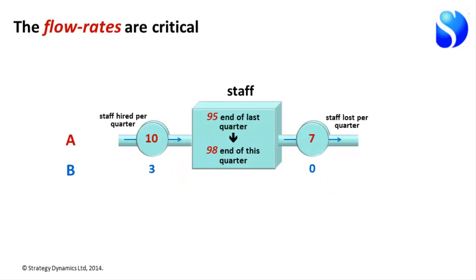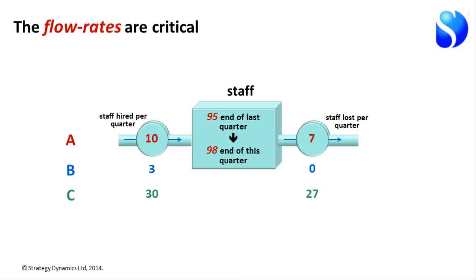Now in this, the flow rates are critical. So in scenario A, we've gone from 95 to 98 people. In scenario B, we've gone from 95 to 98 people. In scenario C, we've gone from 95 to 98 people. Are those situations the same? Absolutely not. That's a very different world in which we hire 10 and lose 7, hire 3 and lose none, hire 30 and lose 27. That's not the same.